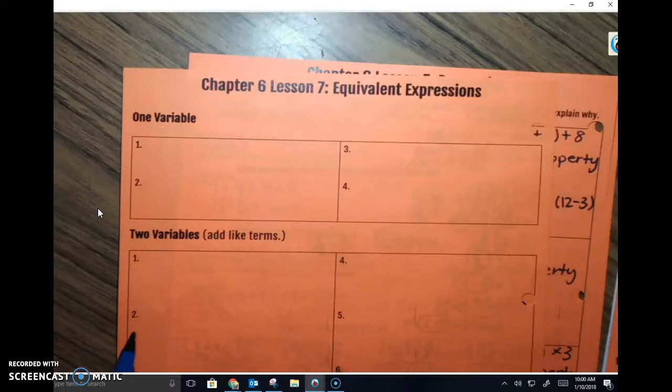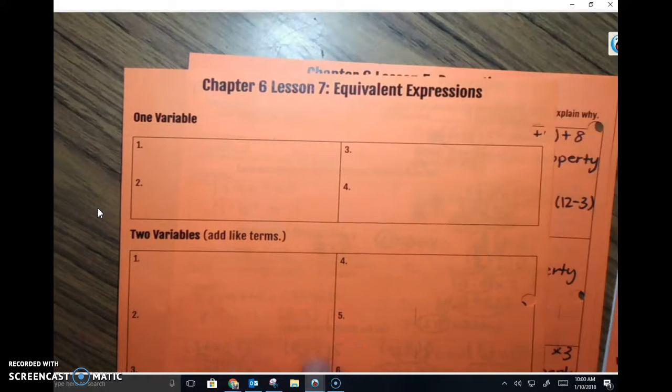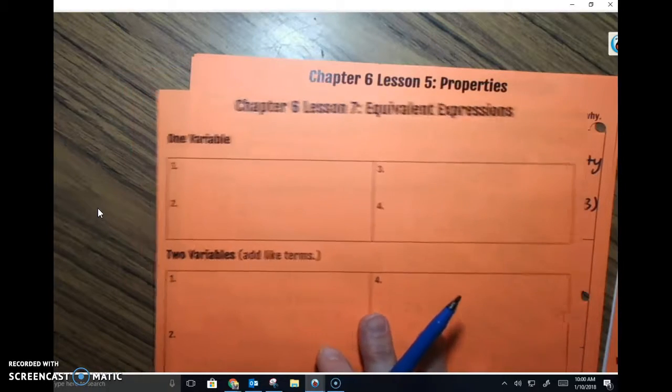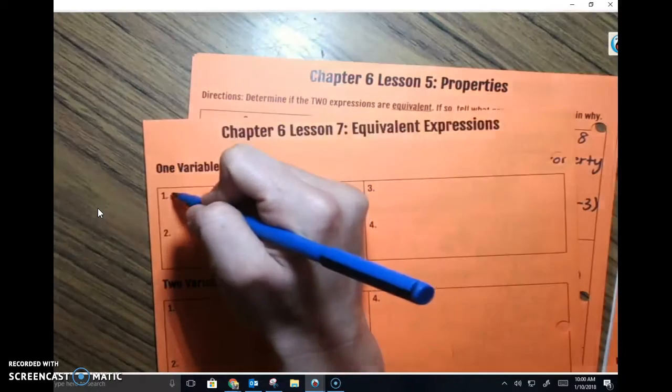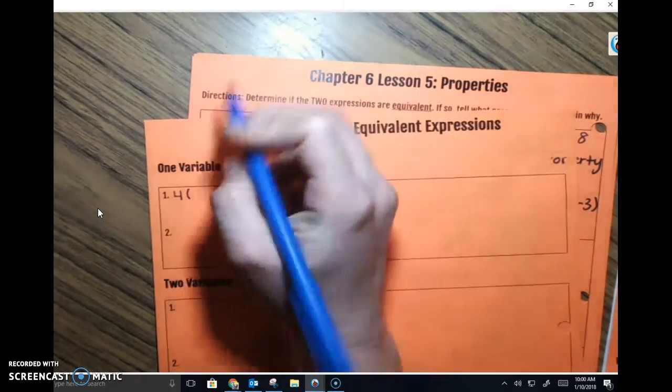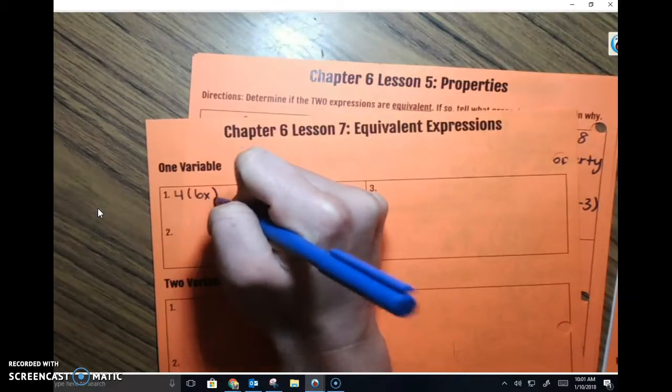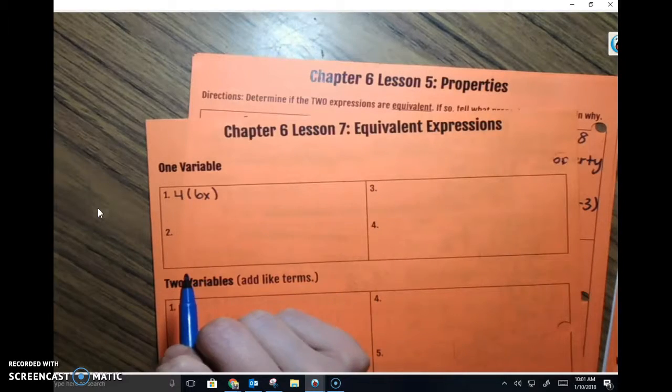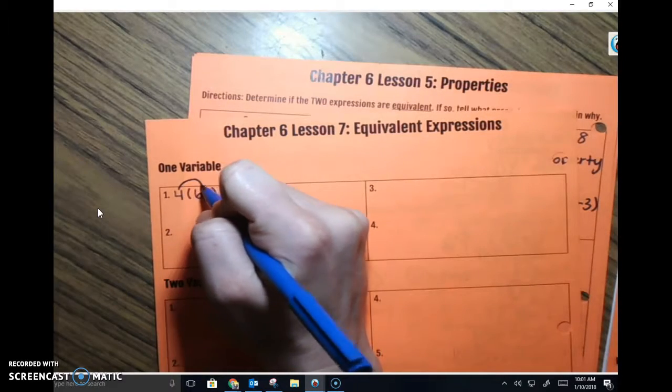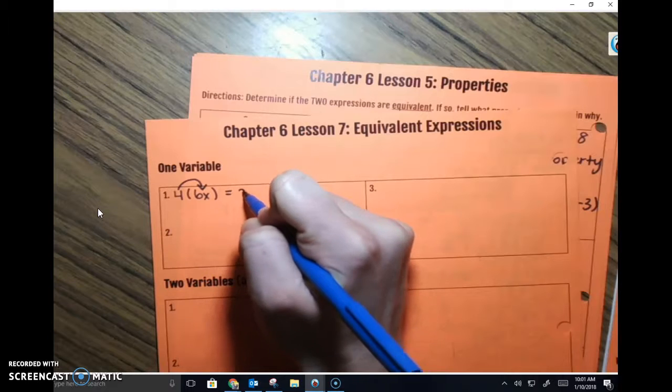Okay, Chapter 6, Lesson 7, we'll be looking at equivalent expressions, and we're going to be breaking it down into two categories, with one variable and then two variables. So if we look at the one variable, we're going to start the problem 4, then in parentheses, we're going to have 6x. So remember, when we have parentheses, that means we're going to multiply. So all we're going to do is 4 times 6x is 24x.